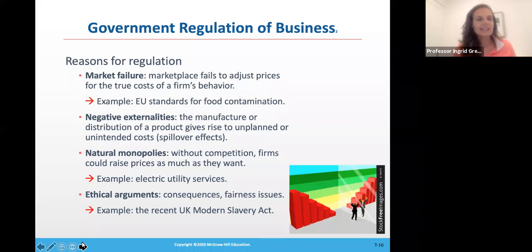And again, this is that utilitarian approach where the regulations come in and we create safe working conditions for everyone, but also based on the idea of fairness and justice. Let's hop into the next slide.